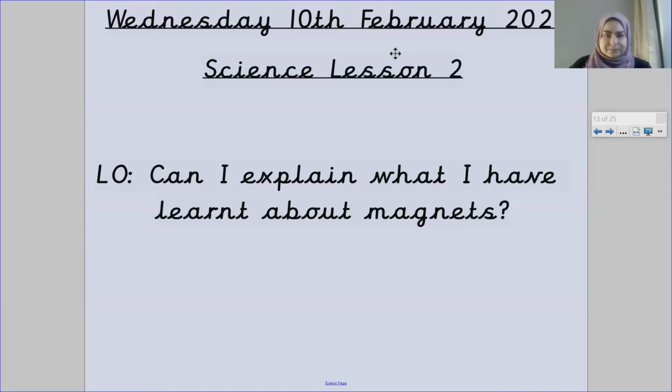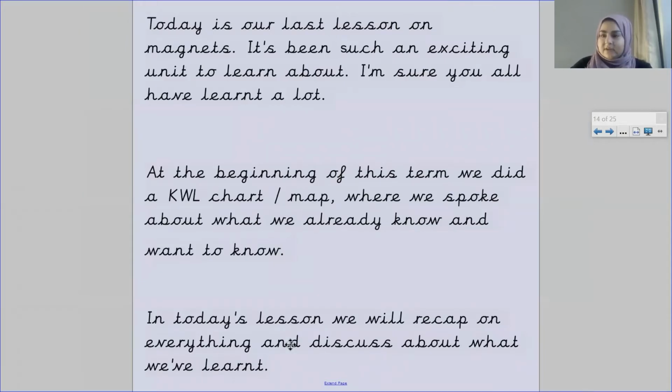Okay, so now in our lesson today, we will be explaining what we have learned so far. So today is our last lesson on magnets. It's been such an exciting unit to learn about. I'm sure you all have learned a lot.